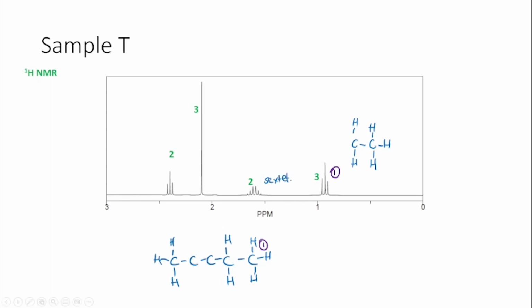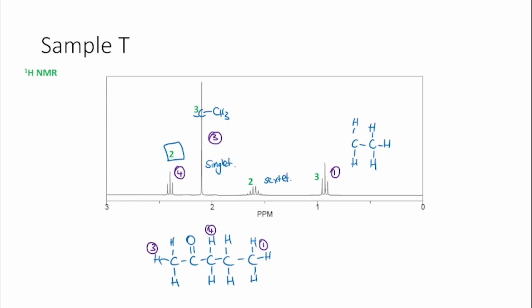Moving on to our next signal, it integrates for 3 protons, so it's a CH3 group, but it's a singlet, so it's next to a carbon that has no hydrogens attached. We know that it's going to be this CH3 group here, and now we know where we need to put our ketone functional group so that we end up with this singlet splitting pattern, which means that this group here will be a methyl group and will be our final signal.